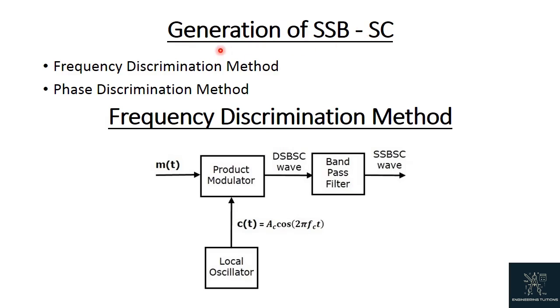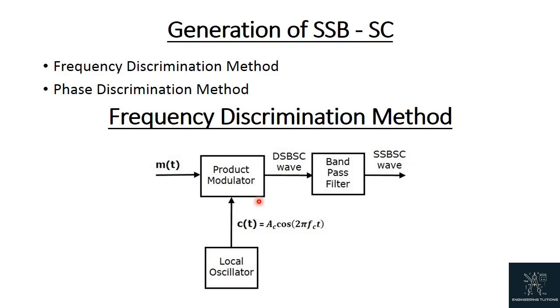Let us discuss about the modulator which generates the SSB-SC wave. We can generate SSB-SC wave using the following two methods, that is frequency discrimination method and phase discrimination method. Firstly, we will discuss here frequency discrimination method. The following figure shows the block diagram of SSB-SC modulator.